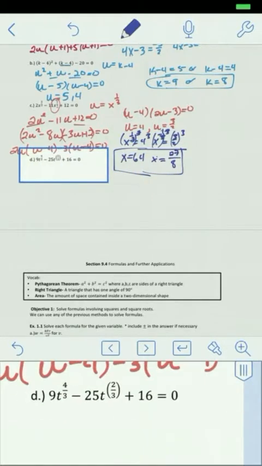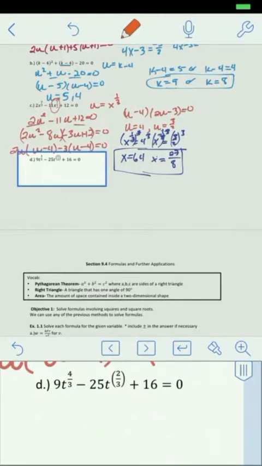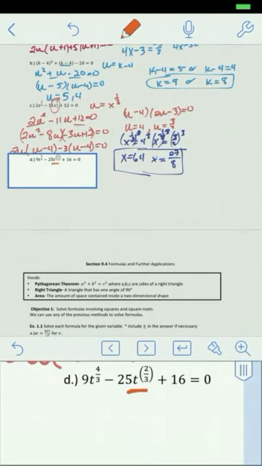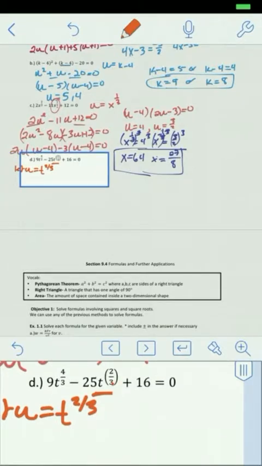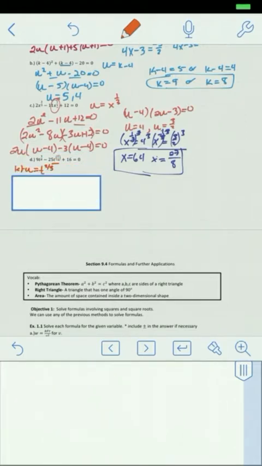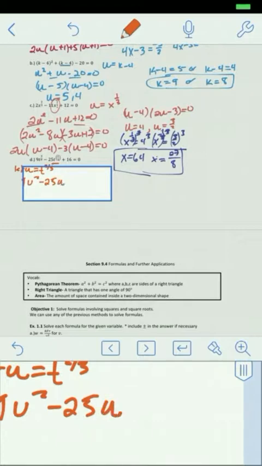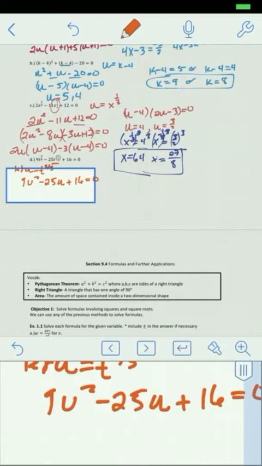Alrighty. Let's try one more of those so we can close out this concept. So this one's a t, not to be confused, but I'm going to let u equal that thing next to t. So let u equal t to the 2/3. And then if a t to the 2/3 is here, I'm going to get u squared over there because it's two of them. So I end up with 9u squared minus 25u plus 16 equals 0.